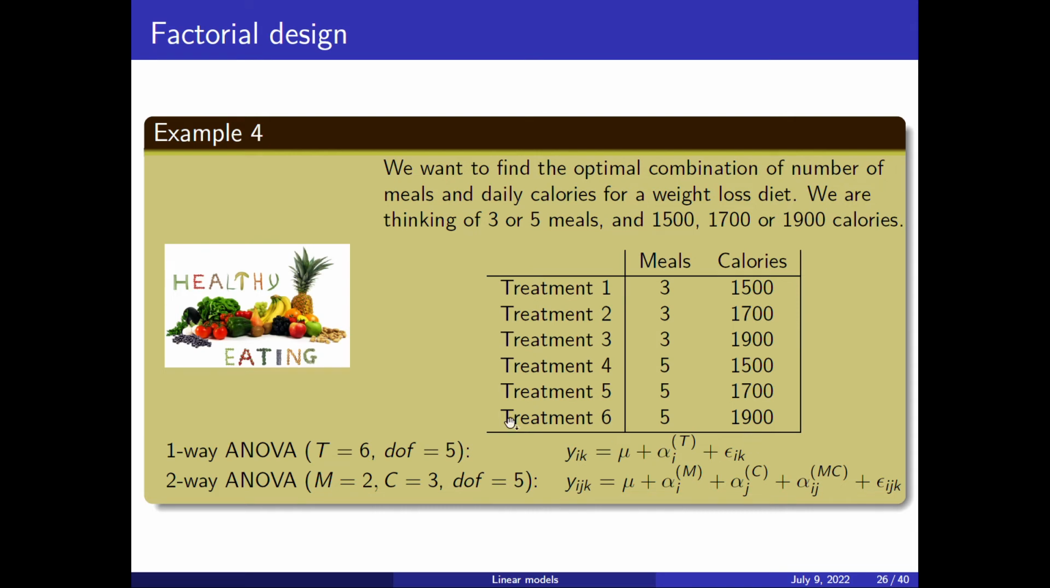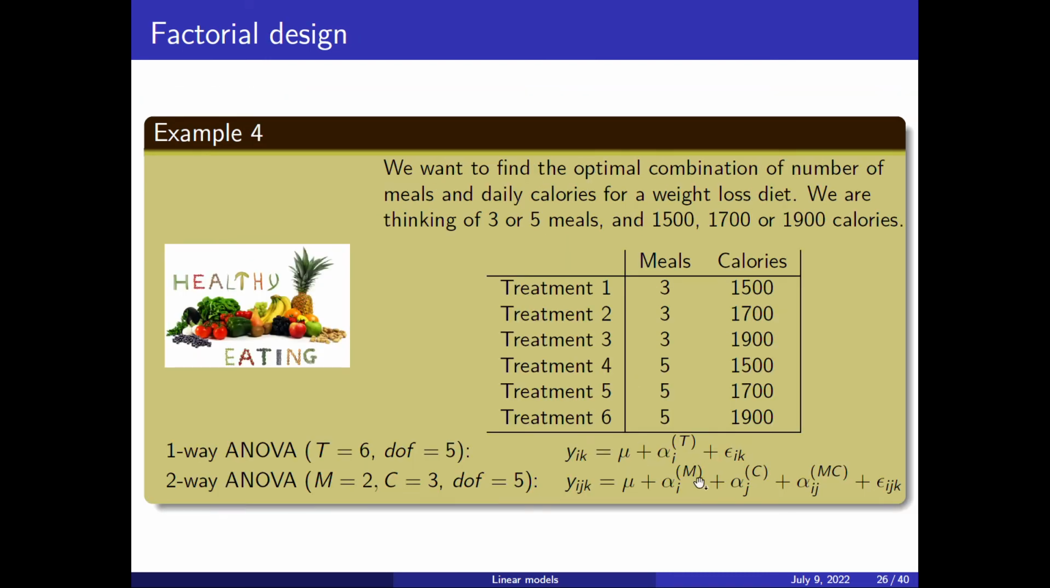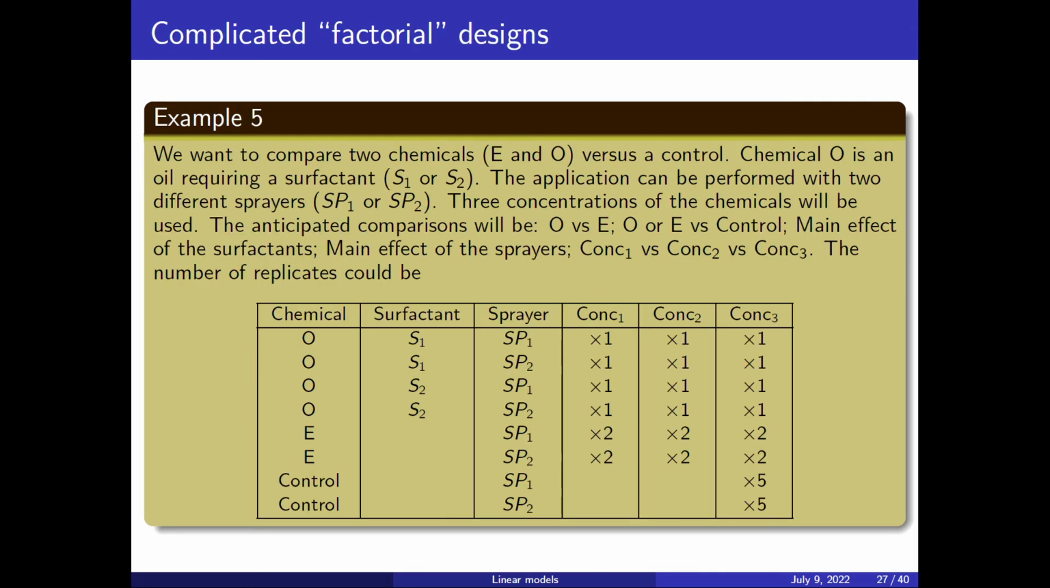but they are not the same. With the second model, you are able to explain that this part of the variability is caused by the number of meals, this part by the number of calories, and this part by the interaction between the two. So if you have different factors, it is much better to separate them in the analysis than putting them all together in just a treatment combination.